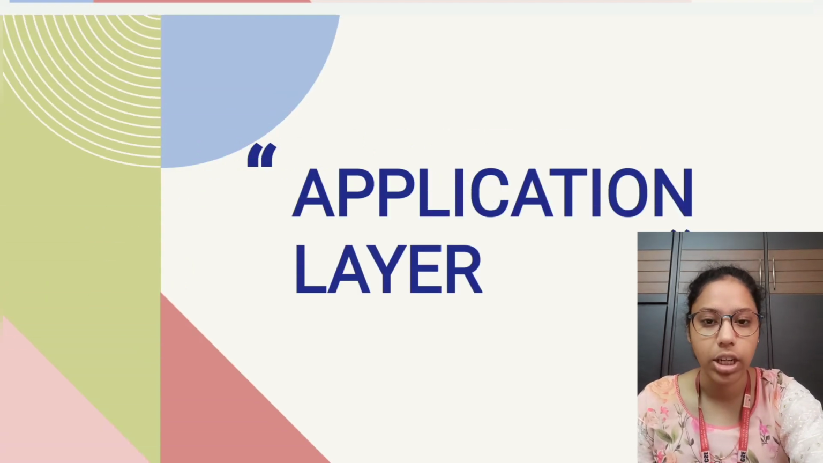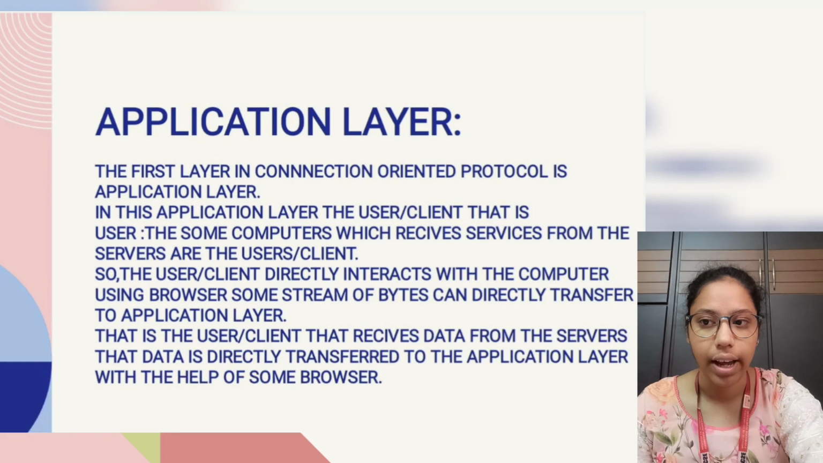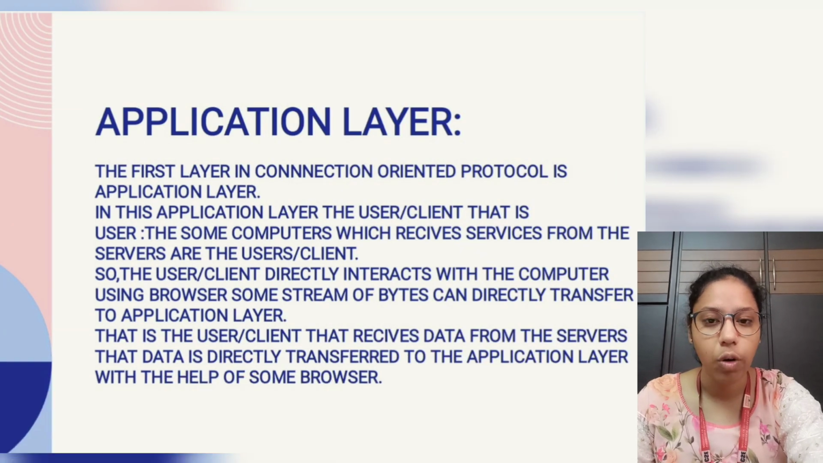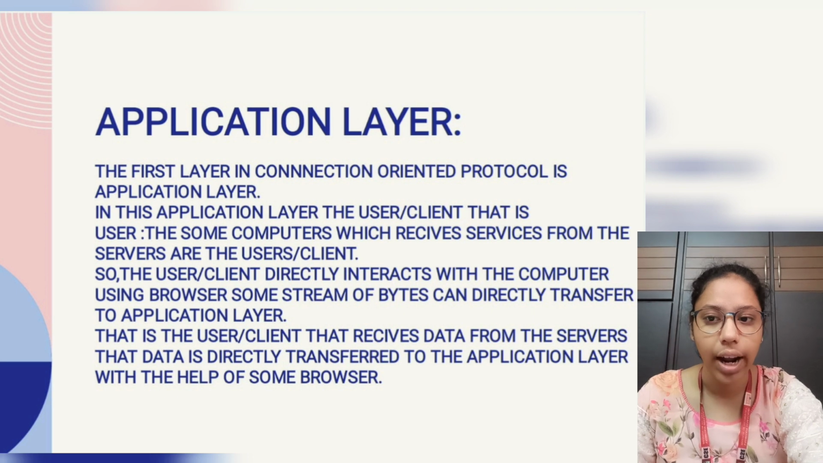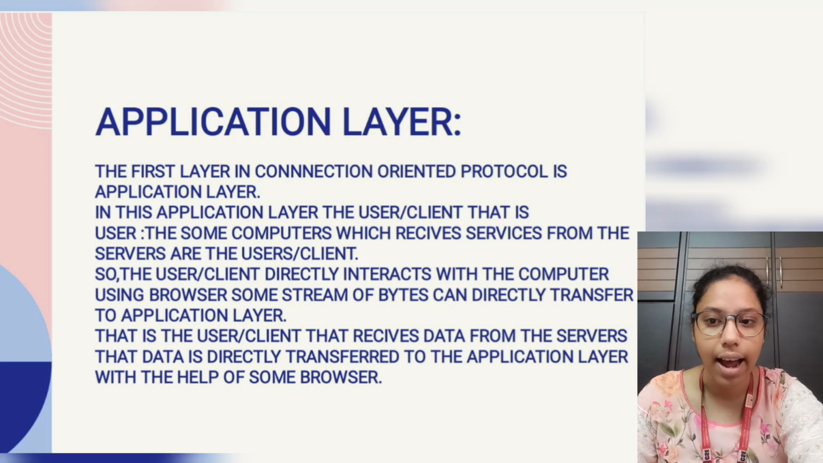First one is application layer. It is the first layer in connection oriented protocol. In this application layer, the user or client, meaning the computers which receive services from the servers, are the users or clients. The user or client directly interacts with the computer using browsers. Streams of bytes can be directly transferred to the application layer, that is, the user or client receives data from the servers, which is directly transferred to the application layer with the help of a browser.